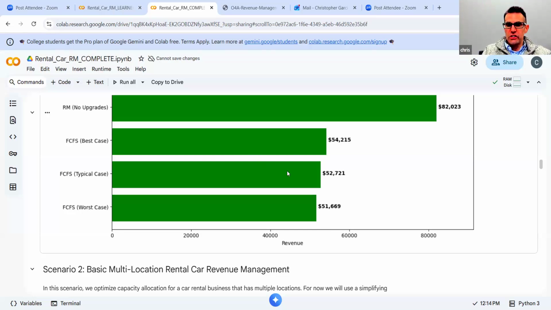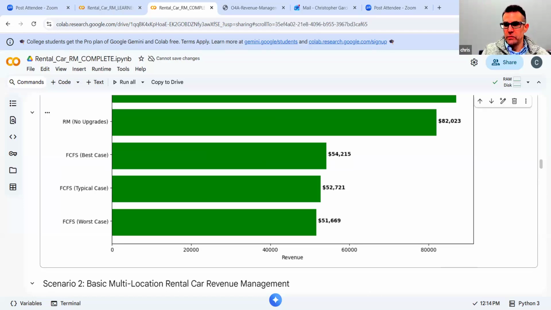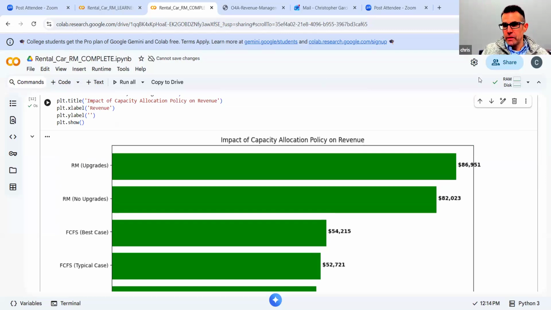Again, we did 20 simulated iterations, and you can see where these pan out. If you don't use revenue management versus the optimal capacity allocation that we modeled, you can see a big difference here. We go from the 50s up into the low 80s for no upgrades, and up into the upper 80s when you allow for upgrades. Especially in these cases with an innumerable number of possibilities for how you can allocate, the optimization makes a big difference.